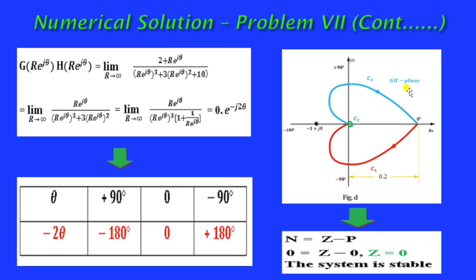Plotted in the G(s)H(s) plane. Then this point is outside of this encirclement. That means N equal to 0, and there is no right hand side pole, so P equal to 0. Then we get Z equal to 0. So there is no right hand side closed loop pole because no characteristic roots are present in the right hand side of the s-plane. Then the system is stable.